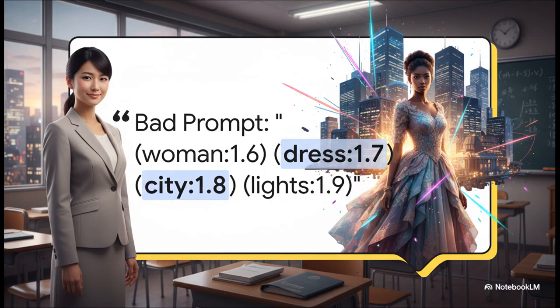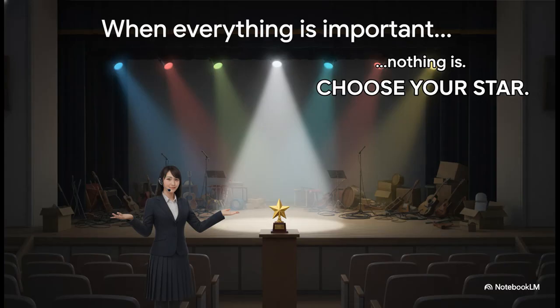Okay, mistake number 2. This is what happens when you try to make everything important. You weight the woman, and the dress, and the city, and the lights. And what happens? Well, if everything is important, then nothing is important. It all just cancels out. It's like taking a highlighter to the entire page of a book. The fix is to be decisive. Choose your star. Pick 1, maybe 2 concepts that you really want to pop, and focus all your emphasis right there.